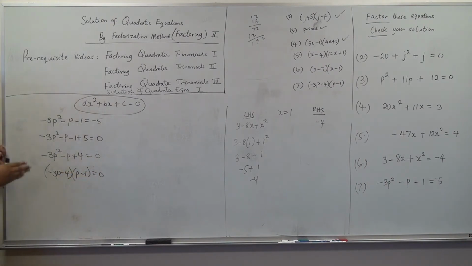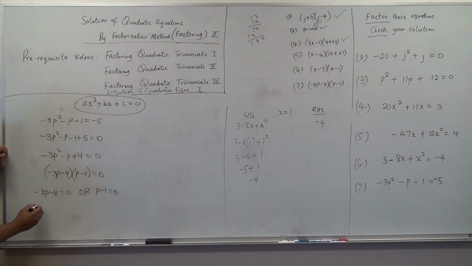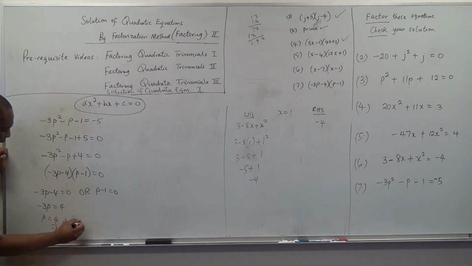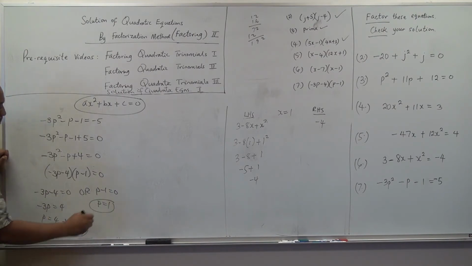So you apply the zero product property. So this means 3p minus 4 is equal to 0, or p minus 1 is equal to 0. Negative 3p is equal to 4. P will be 4 over negative 3, which means that p will be negative 4 over 3. So p is negative 4 over 3, or p is equal to 1. Right?